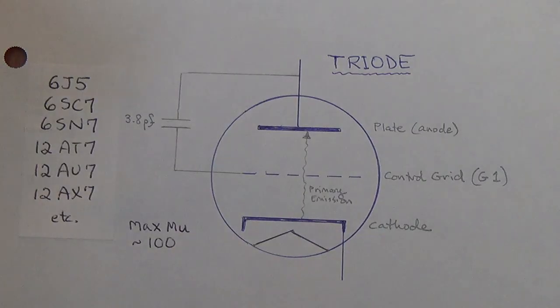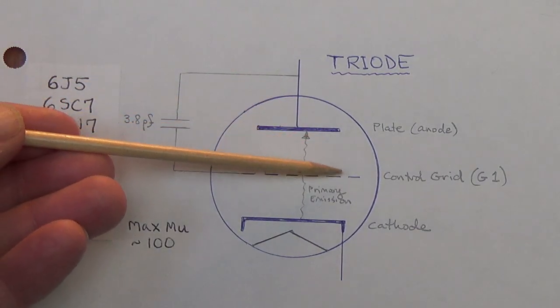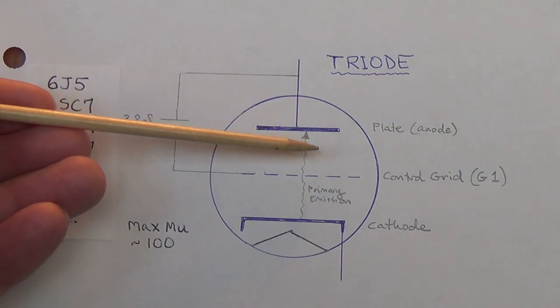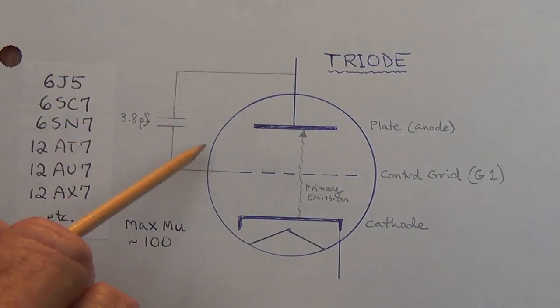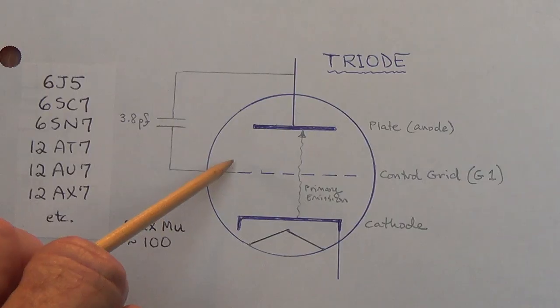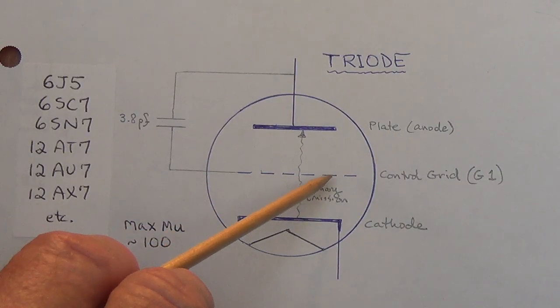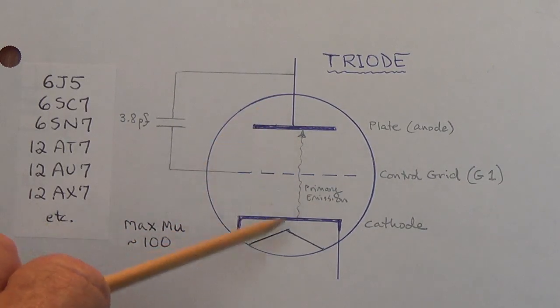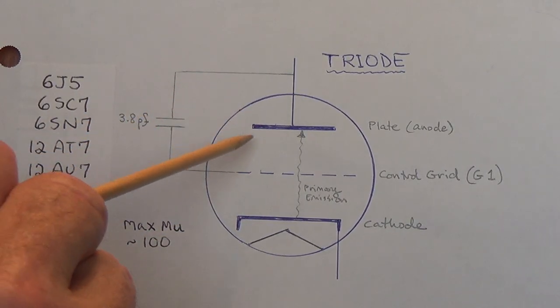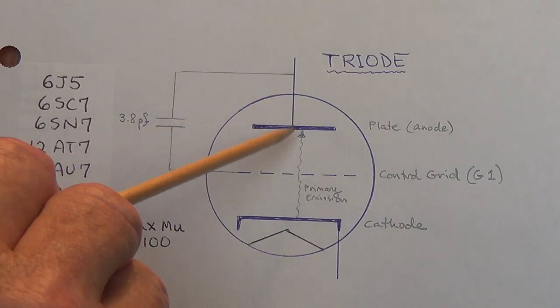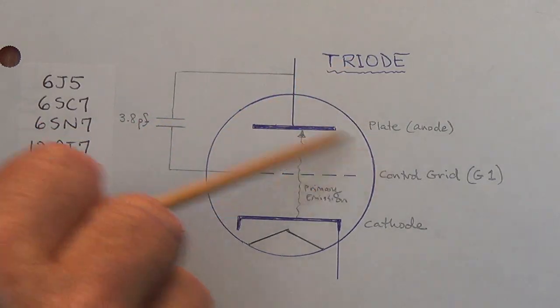And second, there is no shielding between the plate and the control grid. Recall that we're going to insert a very small weak signal onto the control grid, and that is going to regulate the flow of electrons through the tube and create the much larger alternating current signal on the plate.